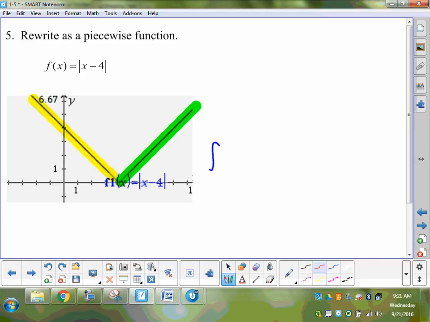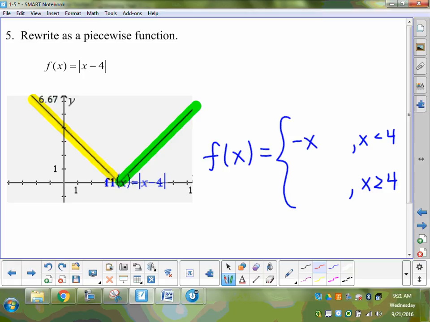So I say, here's f of x is equal to, I have two pieces. I'm graphing the yellow one when the x is less than 4. I'm graphing the other one when x is greater than or equal to 4. You can put the equal to on either one. What's the equation of the yellow line? Hands up if you can say that. What's the equation of that yellow piece going to be? Yeah. Negative x plus 4. What do we think our equation here would be?